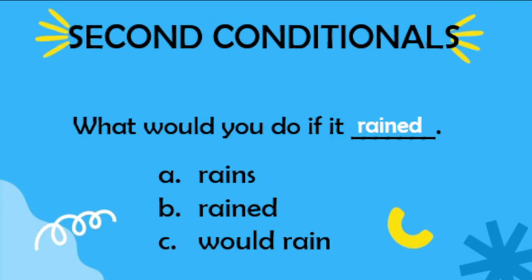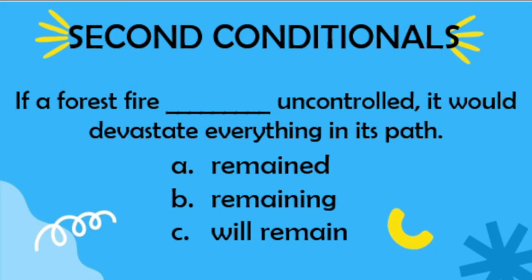This is imaginary. Okay? Hindi pa siya nangyayari. Pero this is expressing your wishful thoughts. So, kung uulan, okay, pero hindi pa nga nangyayari, pero kung uulan, okay, ano yung gagawin mo? What would you do? Next, if a forest fire blank uncontrolled, it would devastate everything in its path.